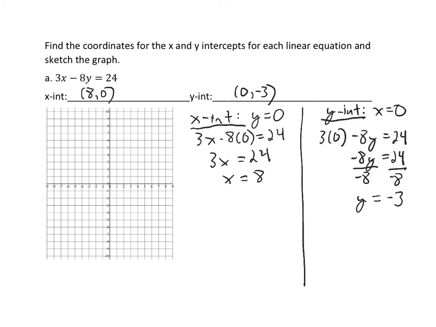Once we have those pairs of coordinates, now we can plot our line. 8, 0 would be our x-intercept. 0, negative 3 is our y-intercept. And when we connect those, we get the graph of our line.